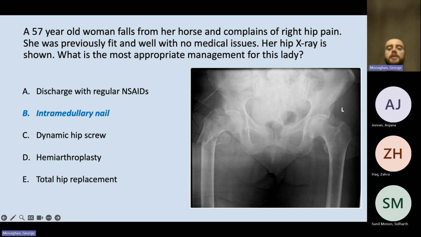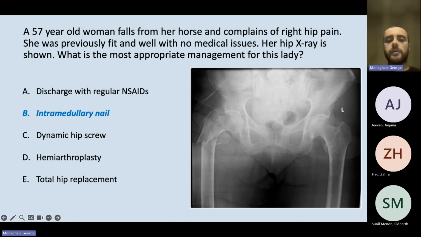I don't think so. Anyway, it might be easier if you just Google Shenton's line, but this is the most common thing and probably the best way to look at a hip fracture, especially an intracapsular fracture, because if Shenton's line is disrupted, then that is pretty indicative of a neck of femur fracture. But obviously there's your other things, such as symmetry between both sides.